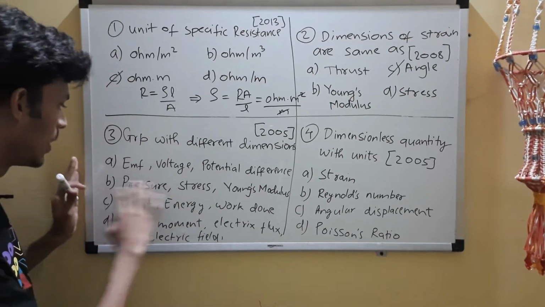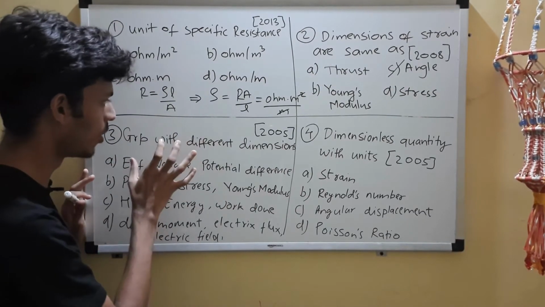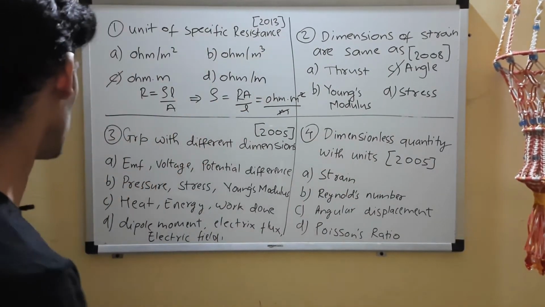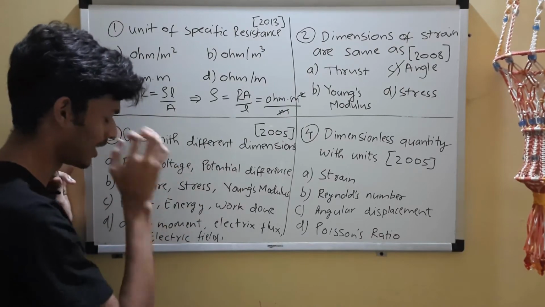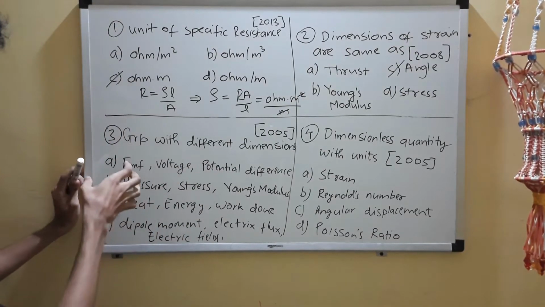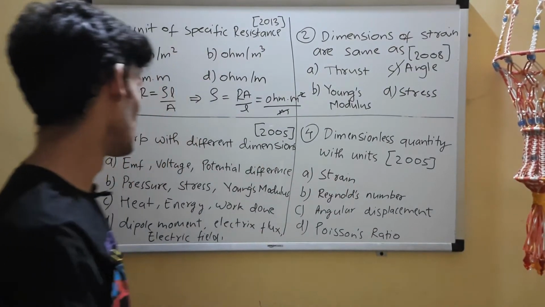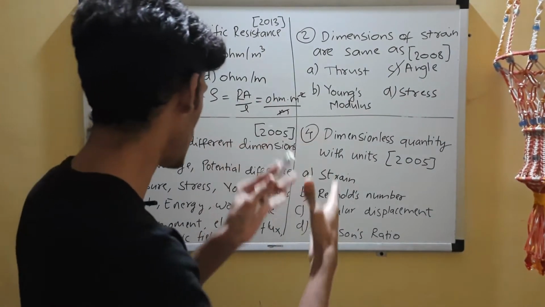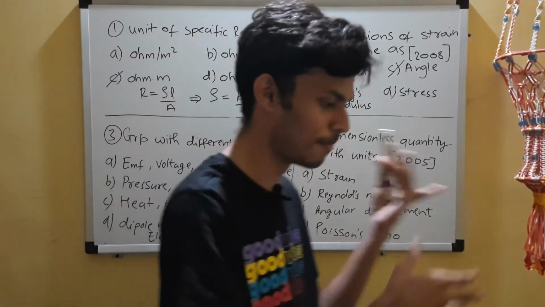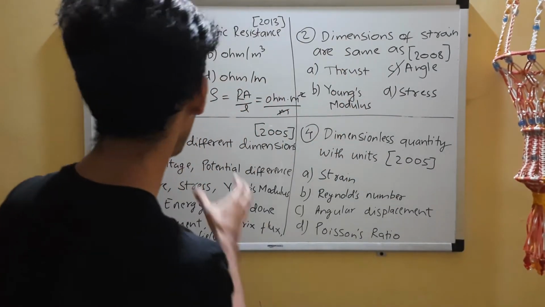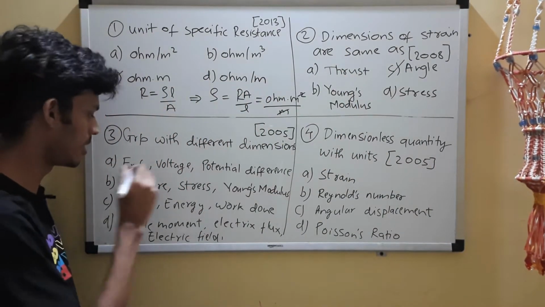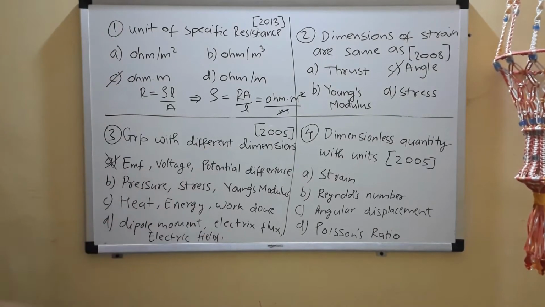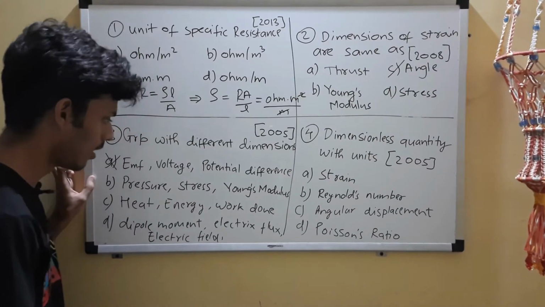Now question 3, group with different dimensions. They have made groups over here, and you have to find the group with different dimensions. The first group: EMF, voltage, potential difference. These are three different words for the same thing. EMF, voltage, potential difference, all of them mean the same thing, so all of them have the same dimensions.